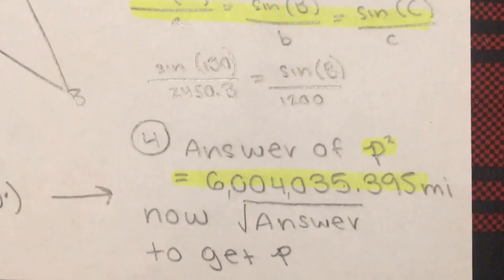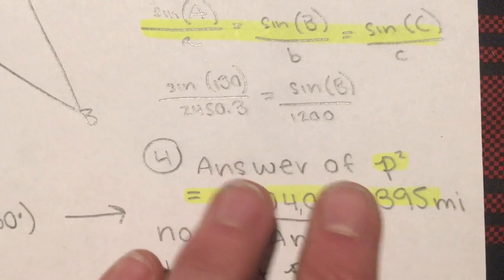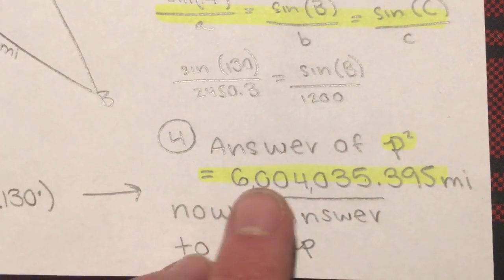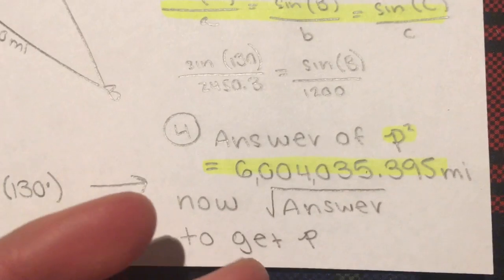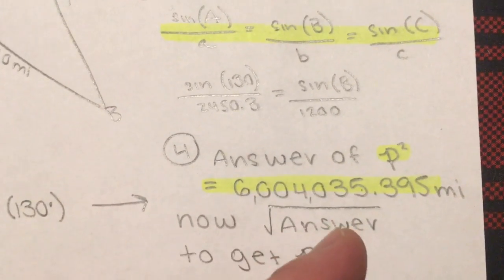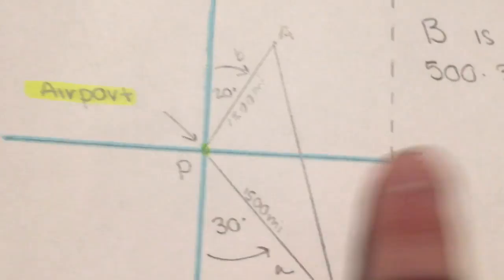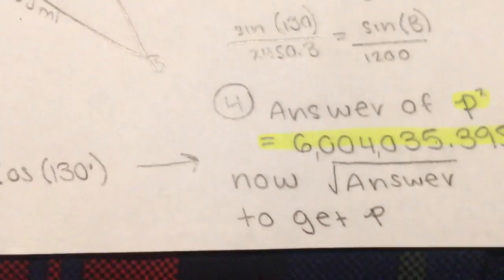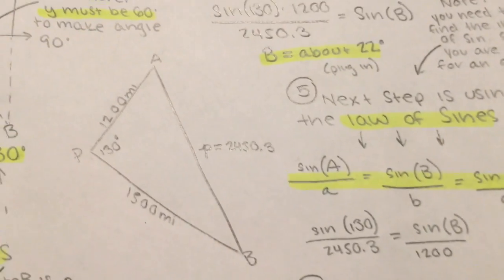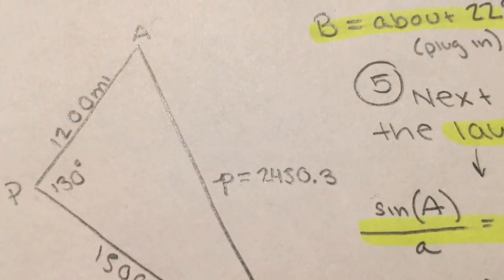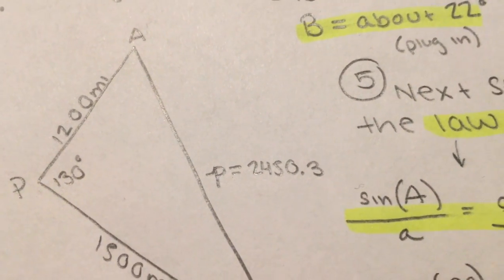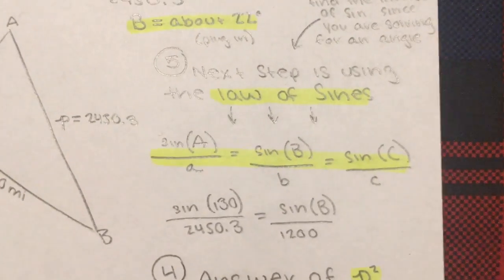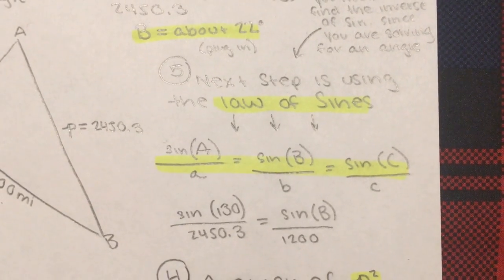What you get is your answer of P squared, not just P, be aware of that, which is a very, very large number. So now you're going to find the square root of that answer just to get P. And P, lowercase p, is going to be right here. That's your distance from A to B. After finding the square root, you're going to get that lowercase p is equal to 2,450.3, just about.